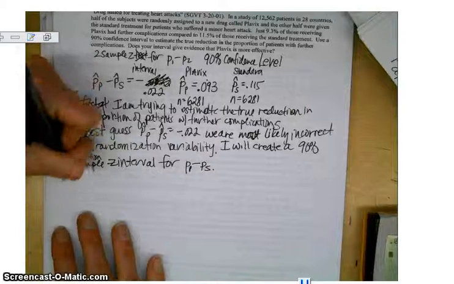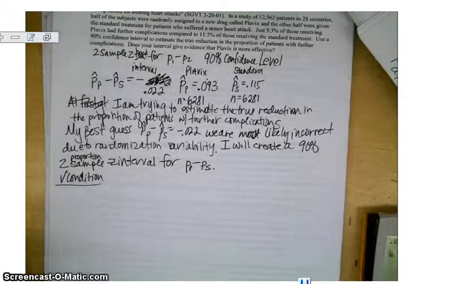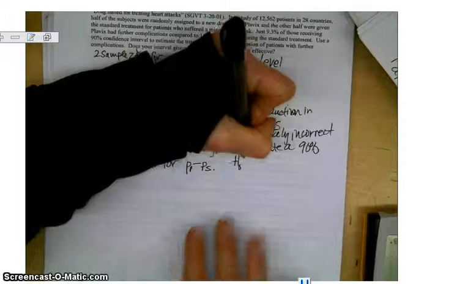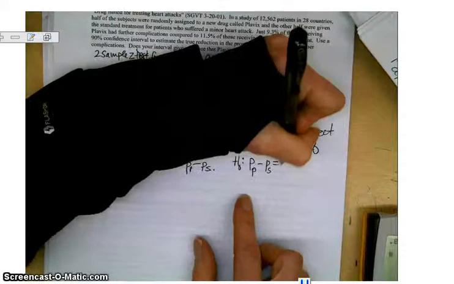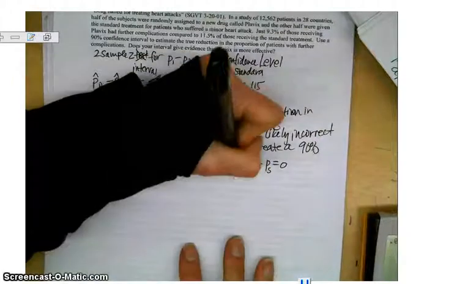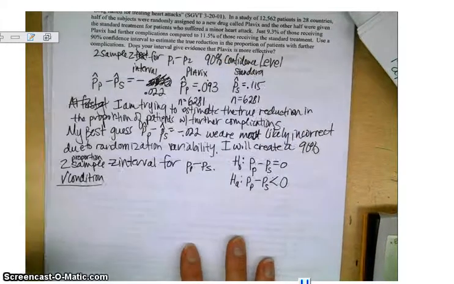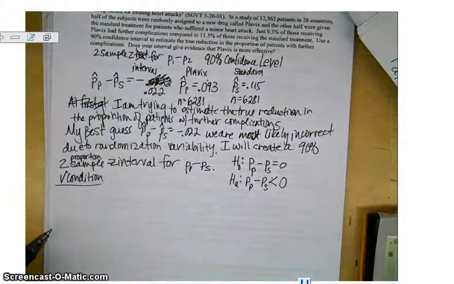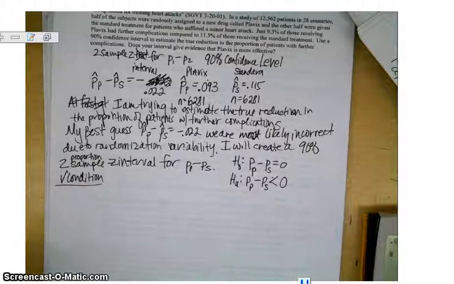Check my conditions. What's the first condition? Can you make your hypothesis? Oh, nope, because we're doing a confidence interval. We don't need to do a hypothesis. But if we were doing a hypothesis test, the null hypothesis would be that the true difference between Plavix and the standard treatment is equal to 0. In other words, they're both equally effective. And the alternative would be that the difference is less than 0, because if Plavix is indeed better, its percent is smaller than the percent of people who took the standard treatment that have complications.